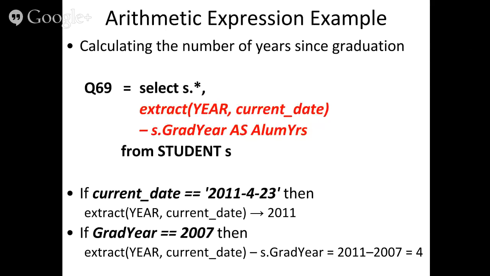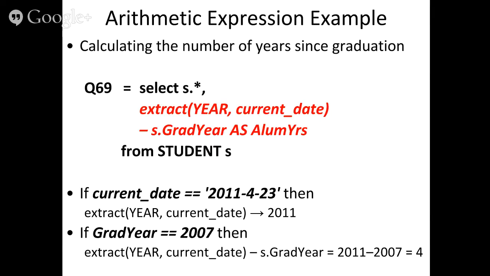But what if you haven't graduated yet? This would come back as negative, because it's 2015 and your graduation year is 2018, so you haven't graduated yet. 2015 minus 2018 is negative. So we would like to add some logic.